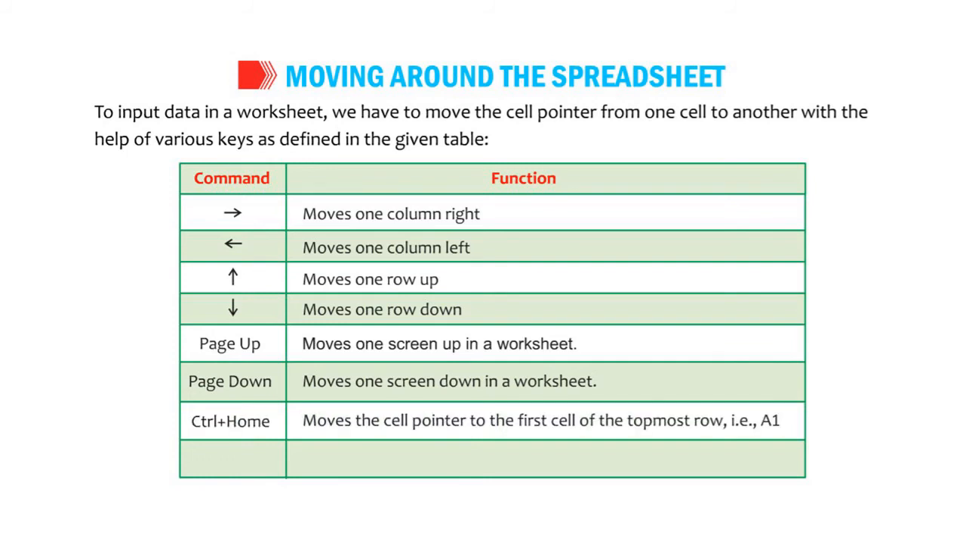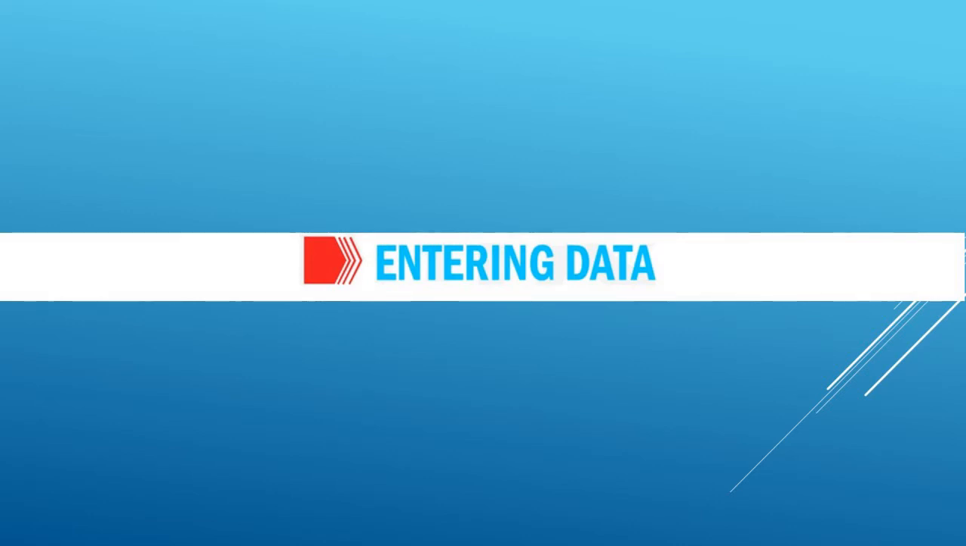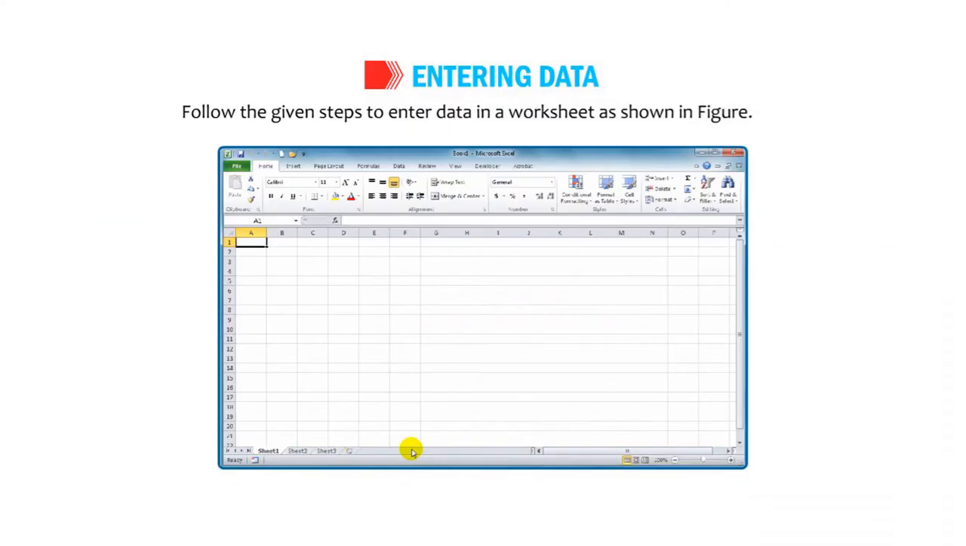Control plus Home moves the cell pointer to the first cell of the topmost row, that is A1. And Control plus End moves the cell pointer to the last used cell on a spreadsheet. Now, let's learn how to enter data in a worksheet. Follow the given steps to enter data in a worksheet as shown in the figure.